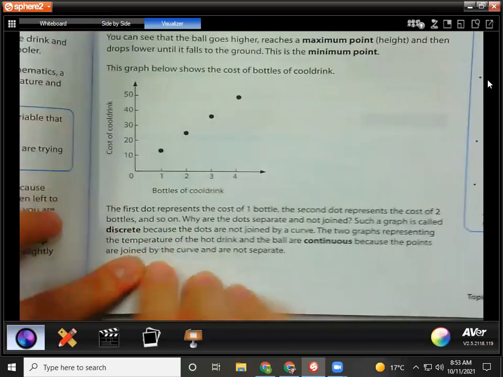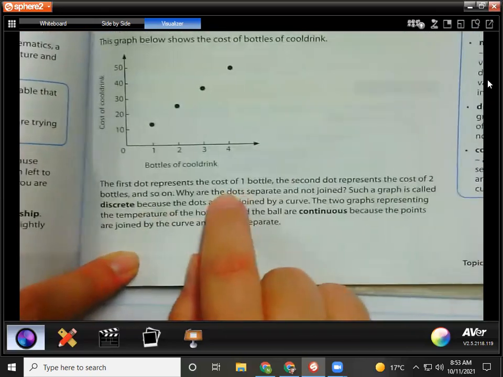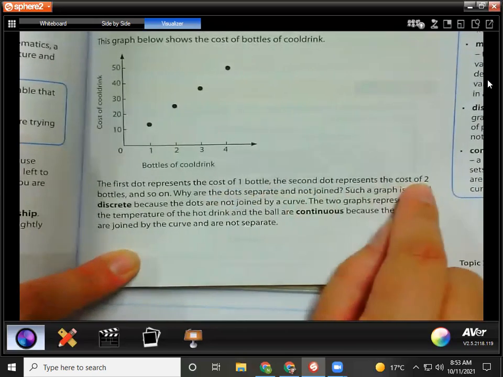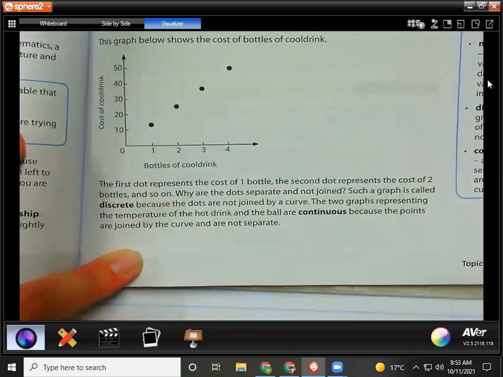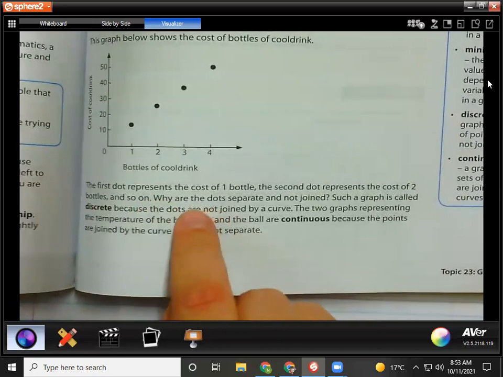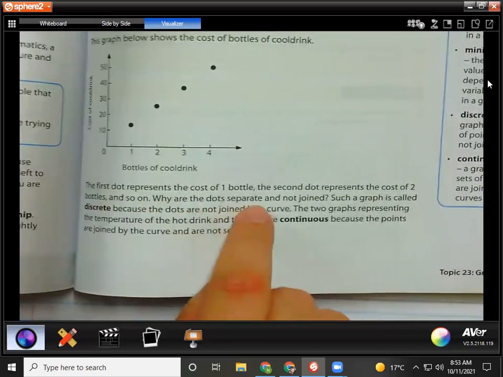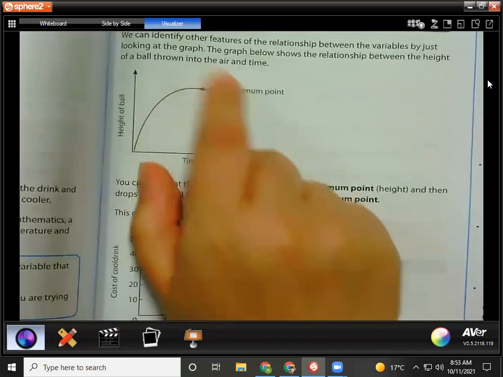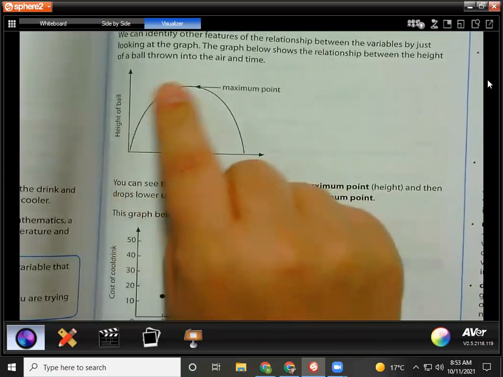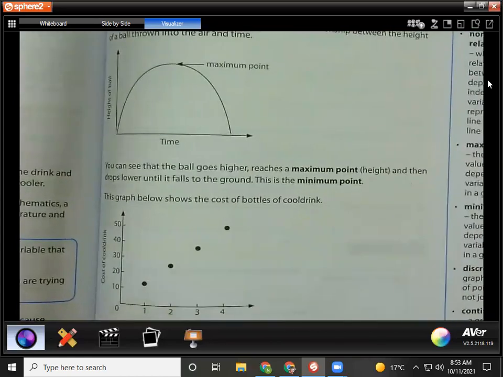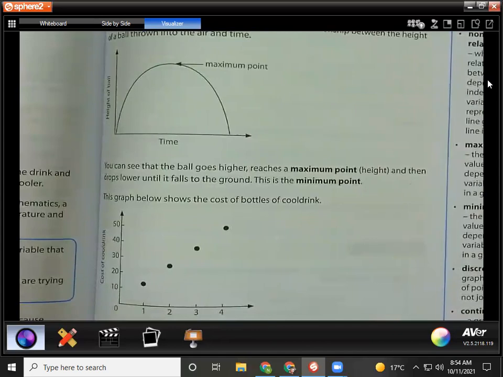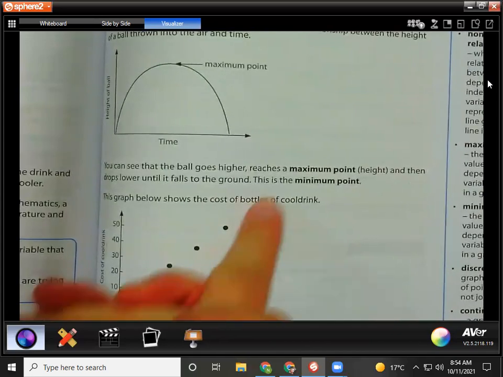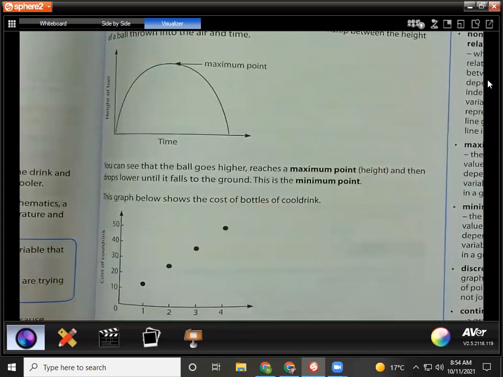The first dot represents the cost of 1 bottle. The second dot represents the cost of 2 bottles, and so on. Now, this is an important point, guys. Why are the dots separate and not joined? Because if we're looking at this previous graph, it's a line, hey? If there were dots there, they're all joined. Here we have separate dots. Can anyone tell me why you think we have separate dots for this graph where we're talking about bottles of cool drink?